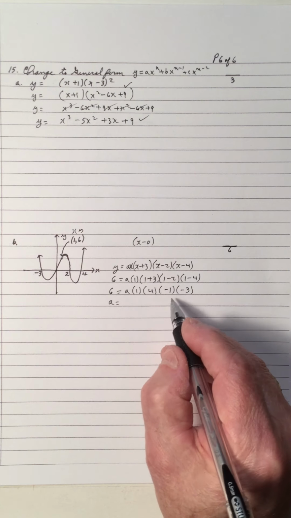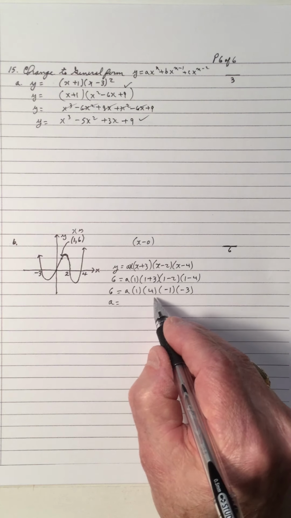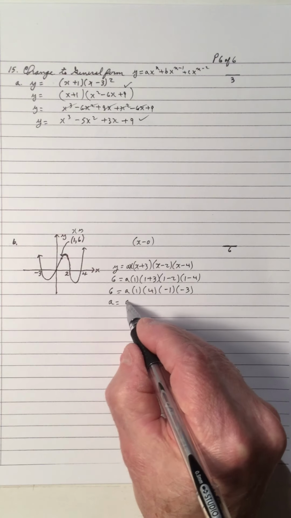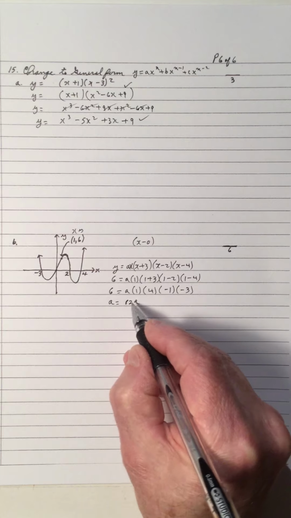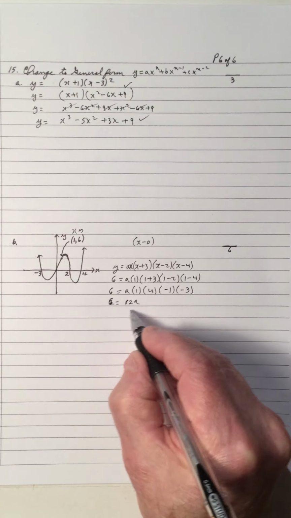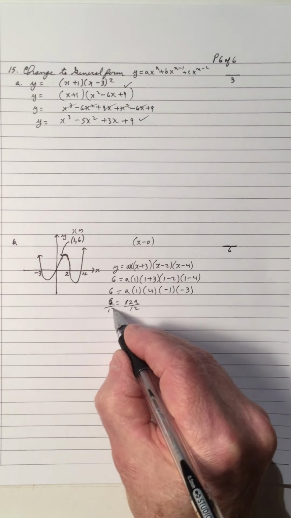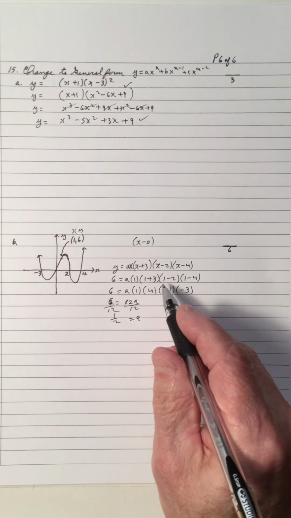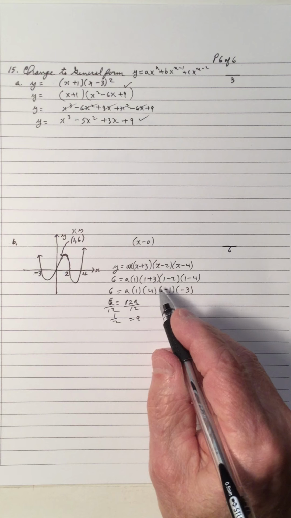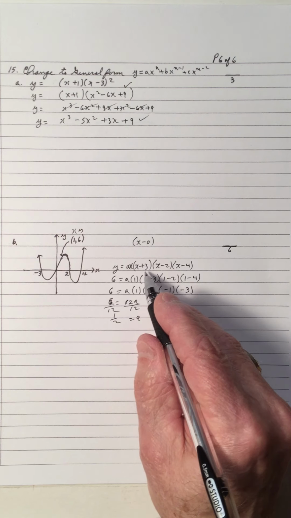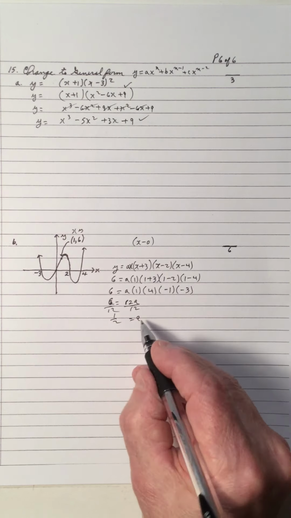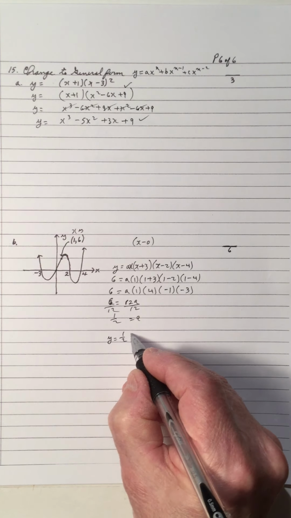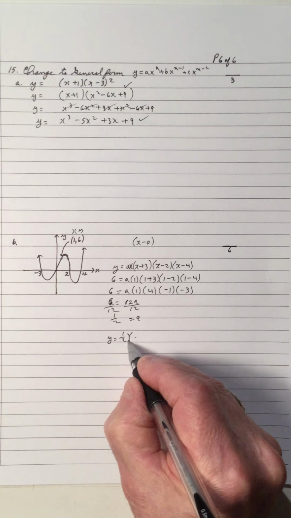Okay. So A, that's 12A. That's a 6, sorry. Divide by 12. So A becomes a half. Okay. Yep. So we get y equals 1/2 times x.